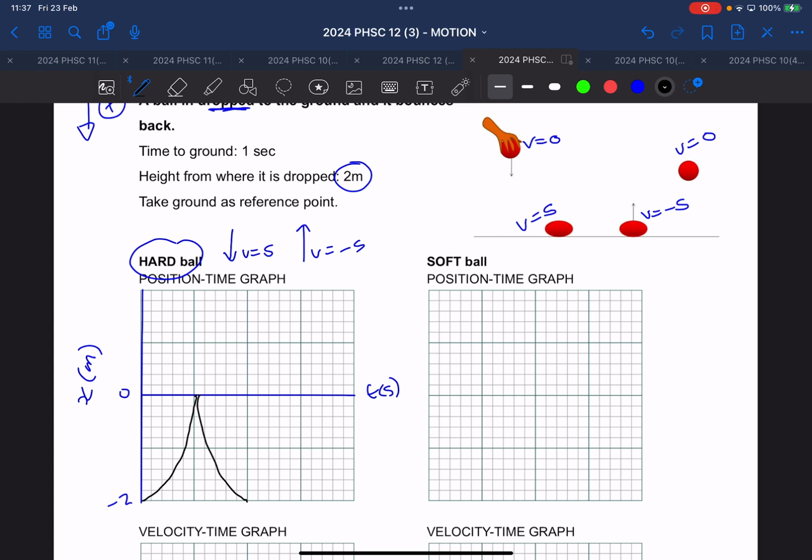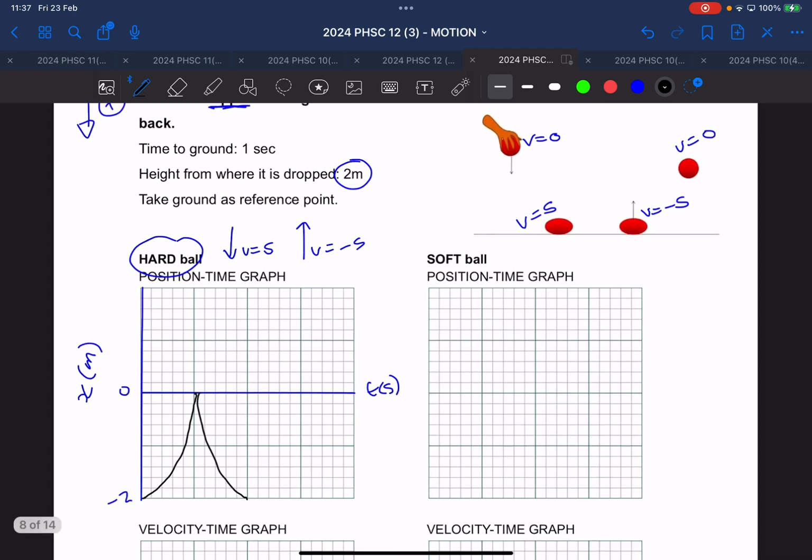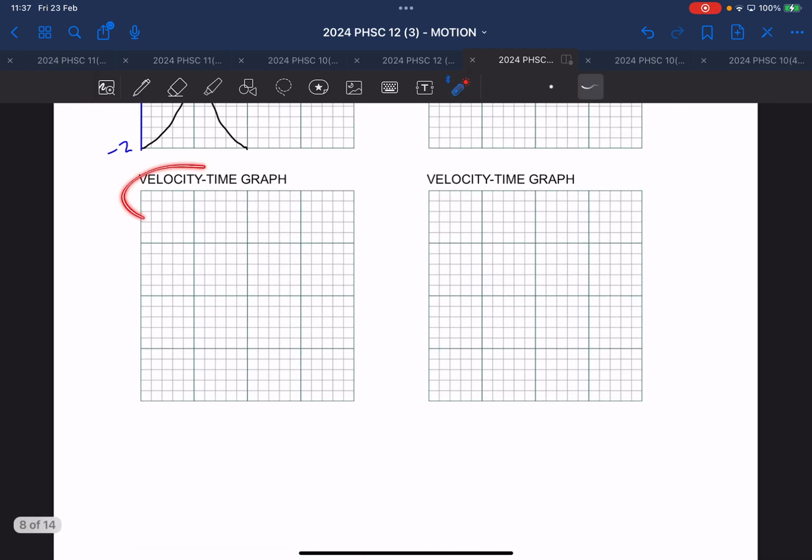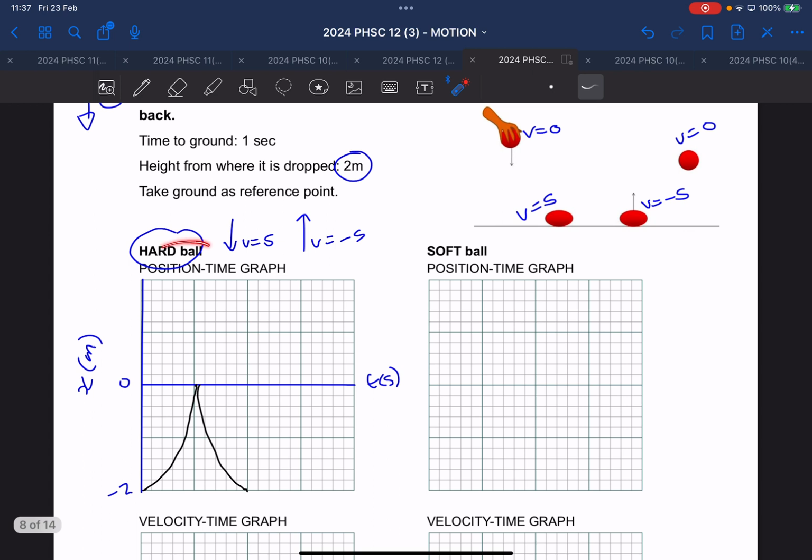The next point is gonna be a negative. Can you do that again? So what was the 5? The velocity is going to come in with the velocity time graph. We're busy with the position time graph.